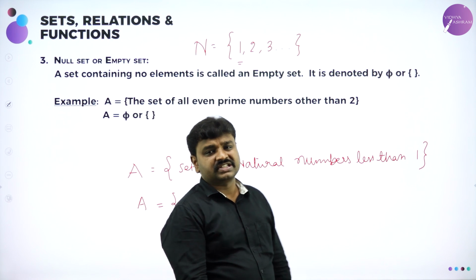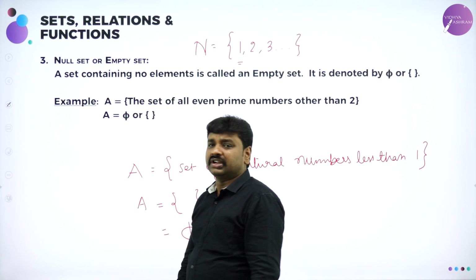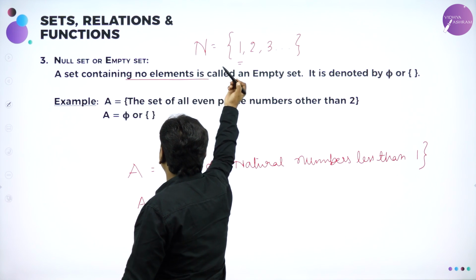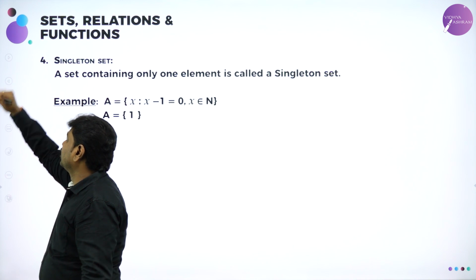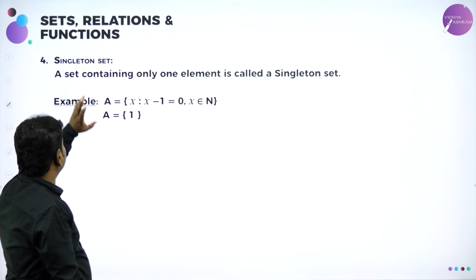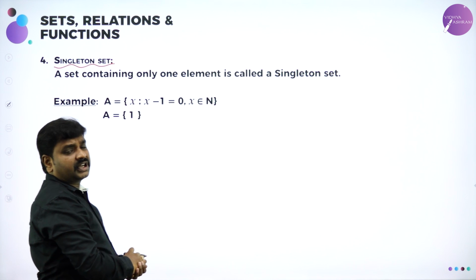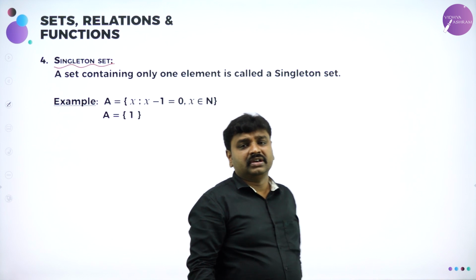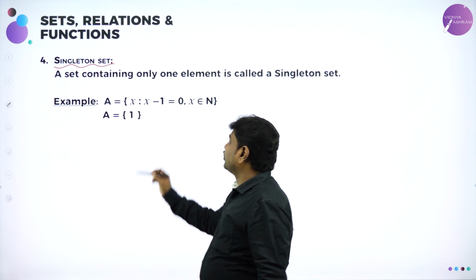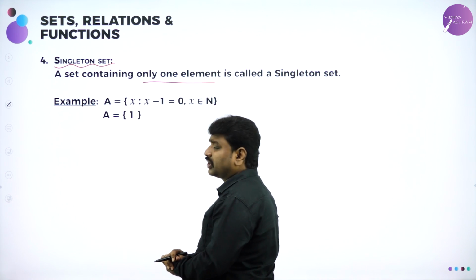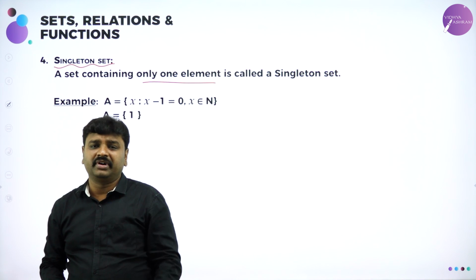First type of set, that is the null set. Empty set is also called what? Null set. What is a null set? A set containing no elements is called a null set. Then we have singleton. The word itself says single. A set containing only one element is called a singleton. A set containing only one element is called what? Singleton. In the set, we'll have only one element.